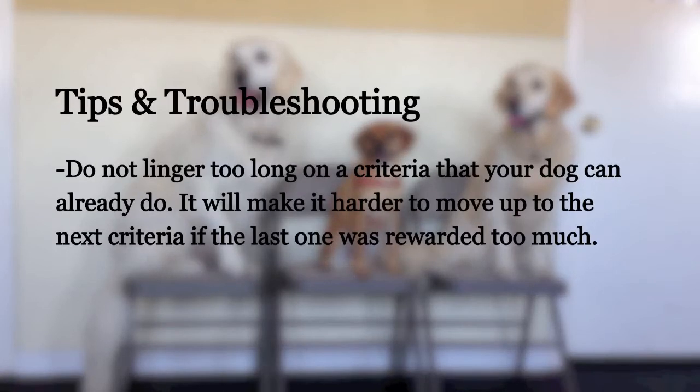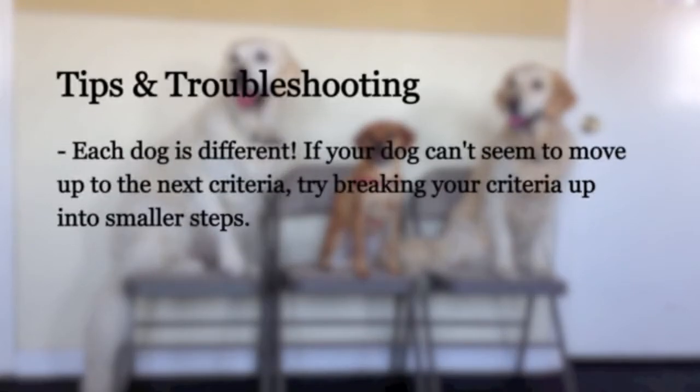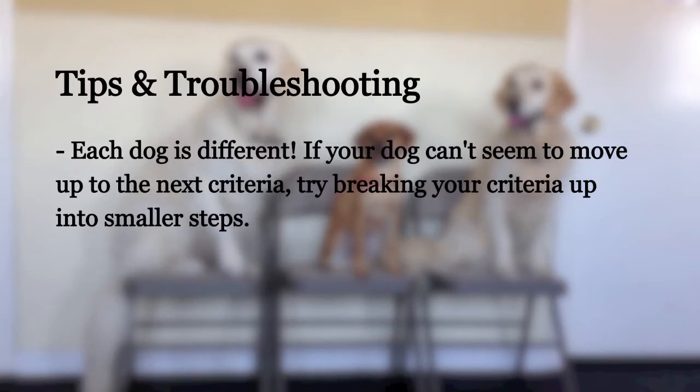Do not linger too long on criteria that your dog can already do. It will make it harder to move to the next criteria if the last one was rewarded too much. Each dog is different. If your dog can't seem to move up to the next criteria, try breaking your criteria up into smaller steps.